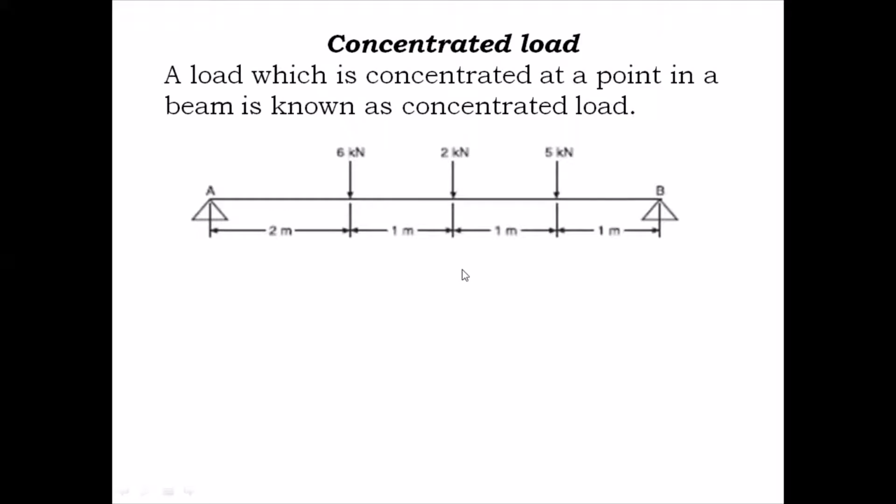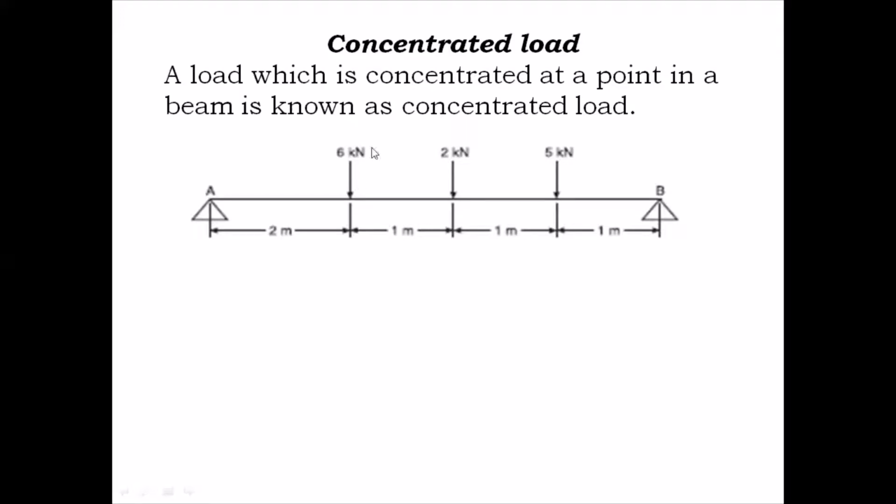What is concentrated load? As the name itself suggests, a concentrated load is a load which is acting at a single point. So it is concentrating on a single point, and that type of load is actually called a point load, or it is also called concentrated load. You can see in this diagram you have three loads, that is 6 kilonewton, 2 kilonewton and 5 kilonewton, which are acting at single points in the beam AB.